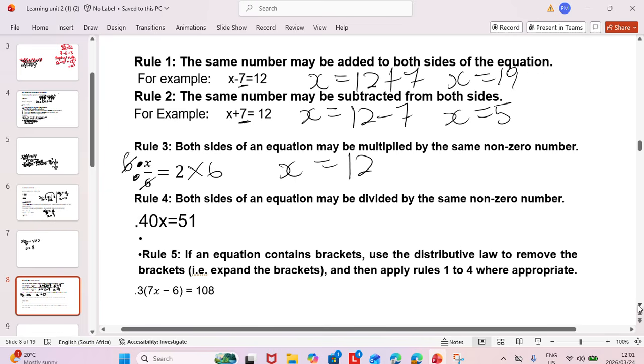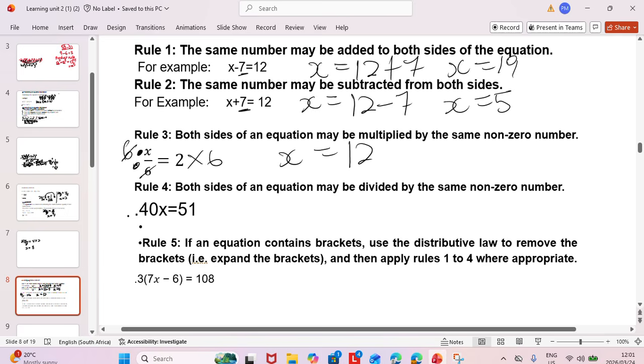Alright? So what about now if you have 40x equals 51? x is multiplied by 40. You need to divide x by 40. You divide on the right hand side by 40 as well, so that 40 on the left can cancel 40. You'll have x is equal to 51 over 40.